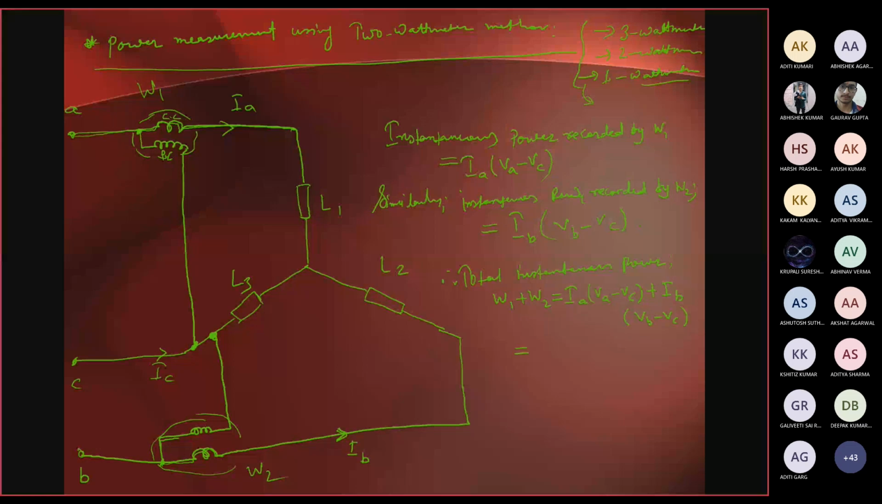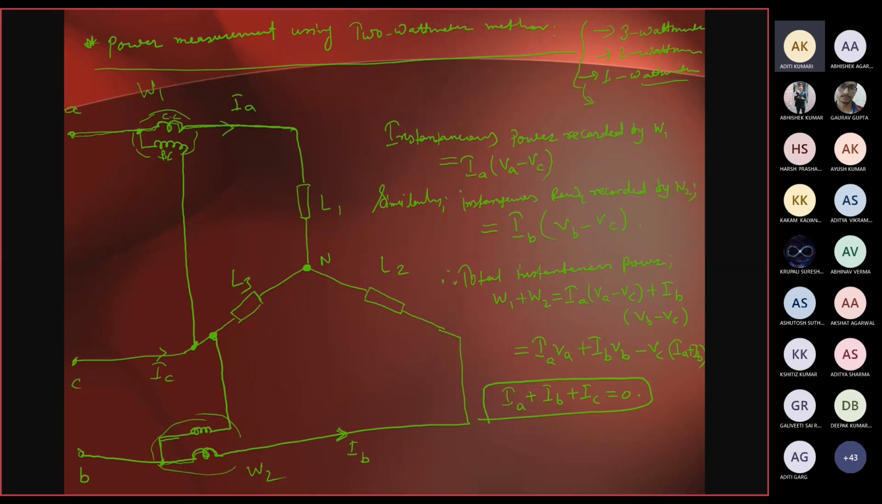This will be IA VA plus IB VB, and here you can take minus VC as common, and this is IA plus IB, right? ठीक है? So now if you apply KCL at this neutral point, this is the neutral point suppose, तो क्या होगा? This will be IA plus IB plus IC is equal to 0 at this node or neutral point.